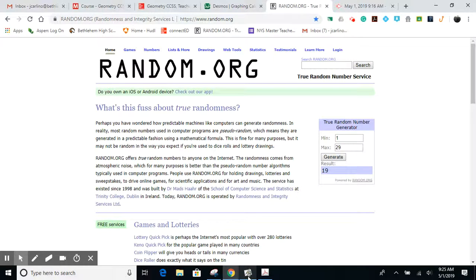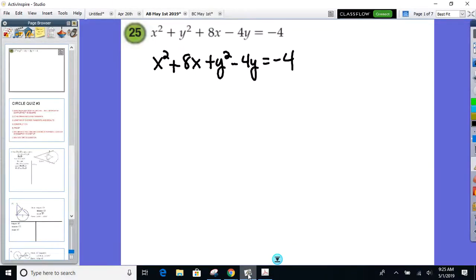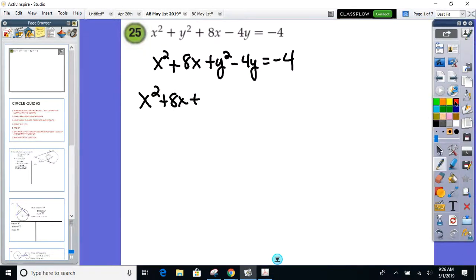Okay, here we go. What do I have to do over here with the x's? Not the 8x, just the 8. Okay, you take half your b value and square it. So what new number do I get there? 16. So x squared plus 8x plus now 16.